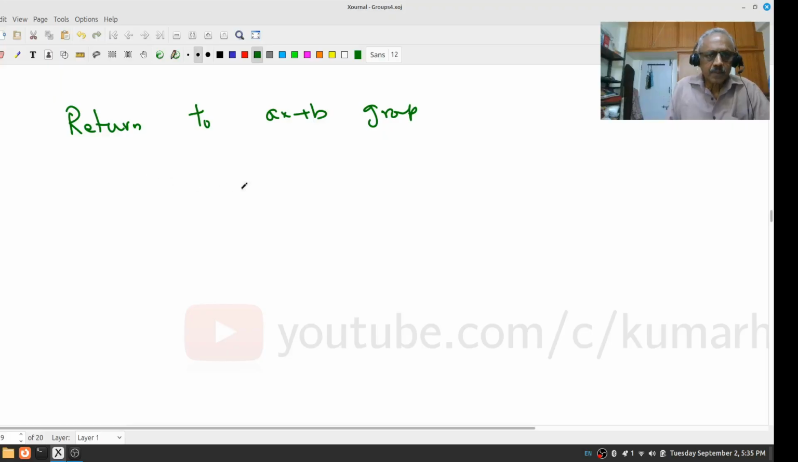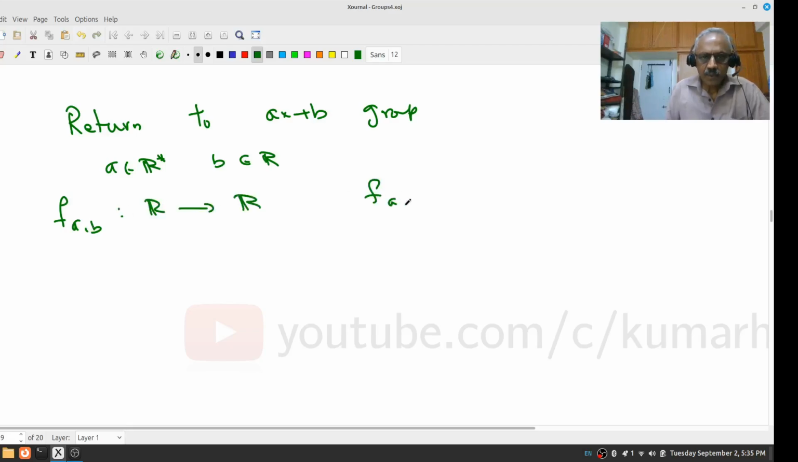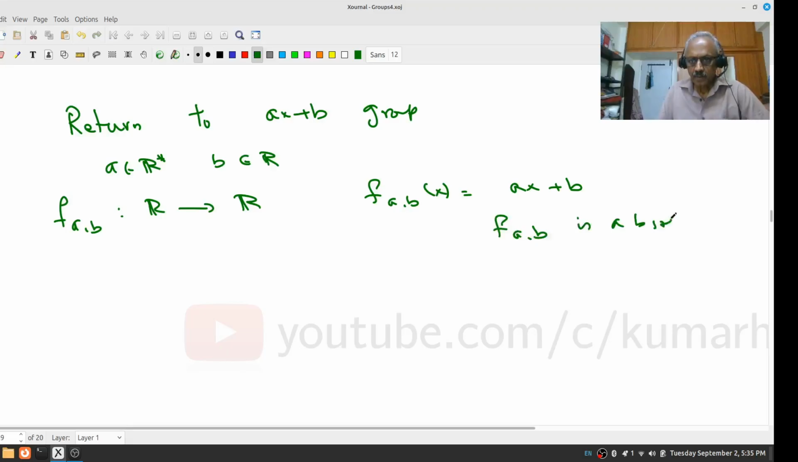For any a in R star and b in R, you look at the map f of a comma b as a map from R to R. So f of a comma b at x equals ax plus b. You can see this is a bijection. Why? Because if you give me any c, I want to know whether it is one-one and onto. First, one-one.